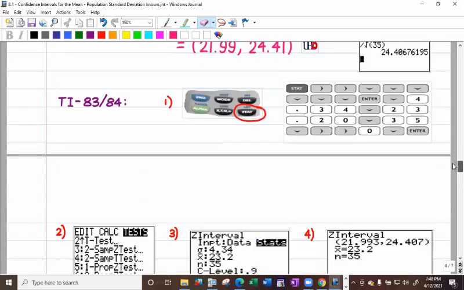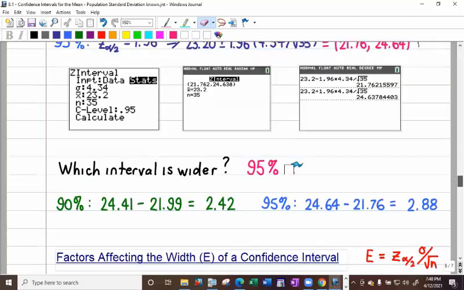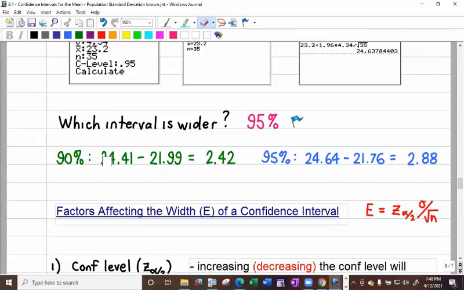Now, which one is wider? That's measuring the distances between the two. The 95% is wider. And actually, I could have answered that question, but I wanted to wait until the end. And now you'll be able to. End of the problem, that question could have been answered before we even put one number in there. Because the higher the confidence level, the wider the confidence interval is going to be.